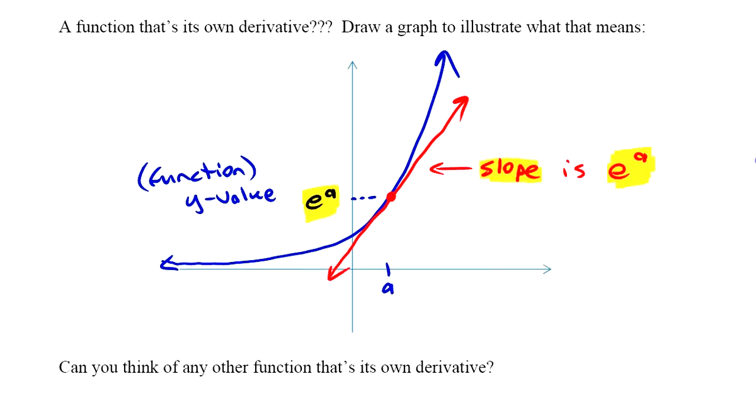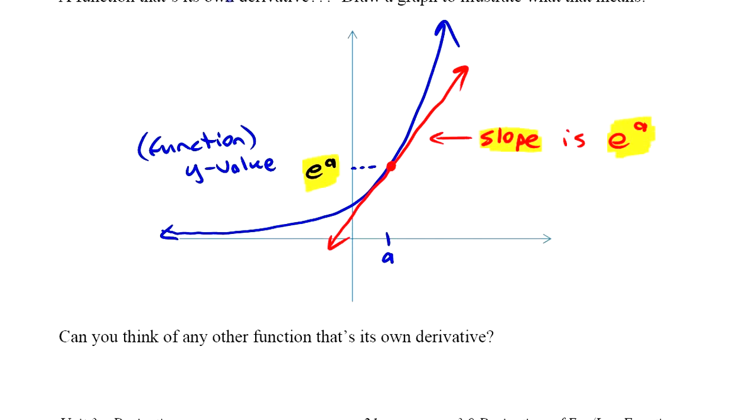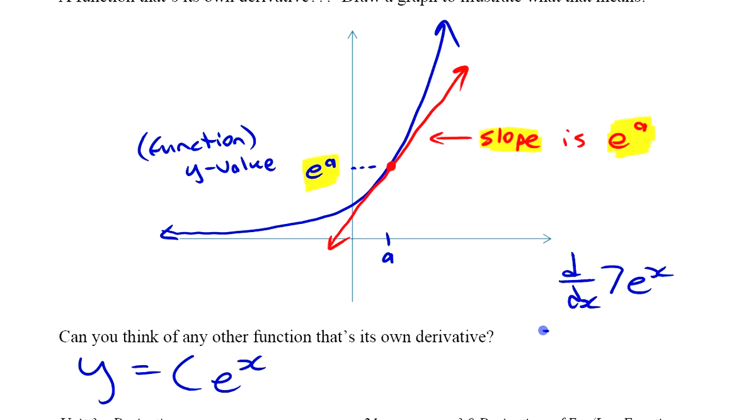Now, I wrote down a question here that I wanted to think about. Can you think of any other functions that are their own derivatives? Any other function that has itself as its derivative? Well, I can think of a few things here. None of them are going to be any more interesting than what we've already got, because one of them is just any constant multiple of e to the x. All right, like if you have y equals 7 e to the x, and we want to take the derivative of this. Derivative of that is just 7 times the derivative of this, right, which is 7 times e to the x. So it's its own derivative as well.